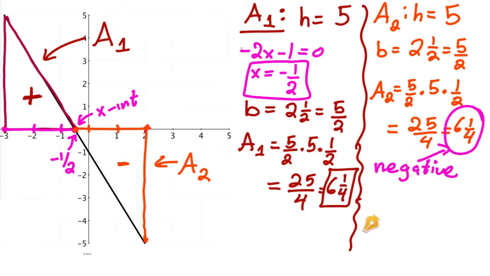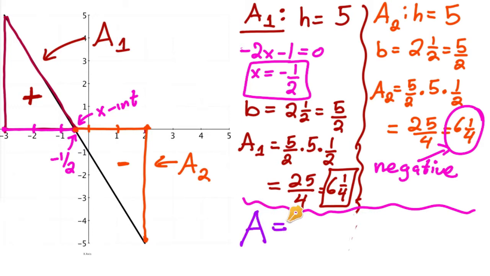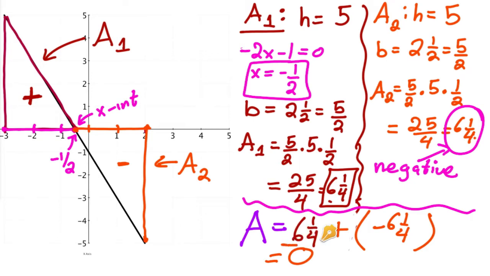So notice what happens when you calculate the full area. Let me erase this little guy right here. Okay, so then the total area underneath the curve is going to be the positive area, which is 6 1/4 right here, plus this area right here, this bottom one, this one's going to be negative, so -6 1/4. So then that means that the area is equal to 0. So they balance each other out.